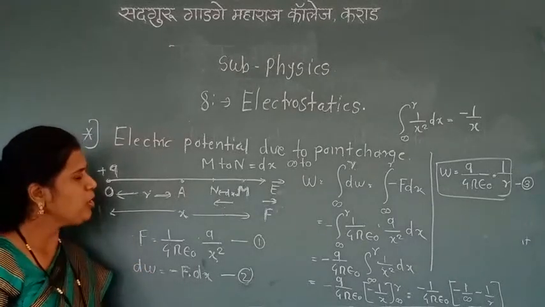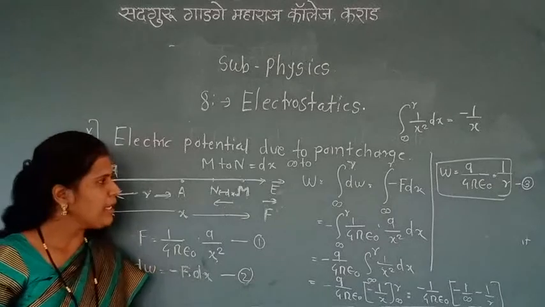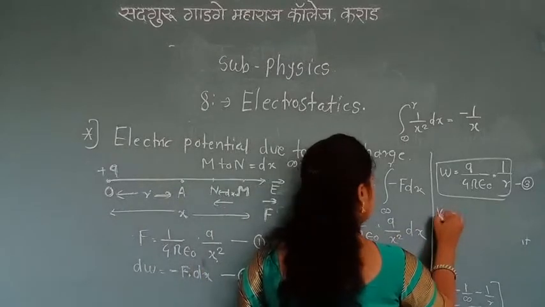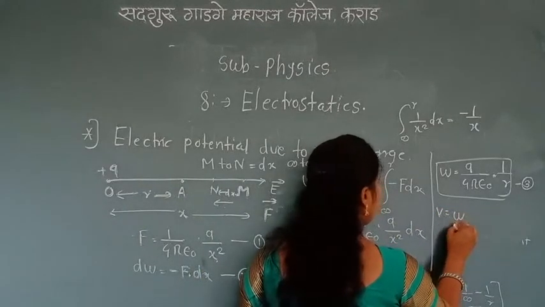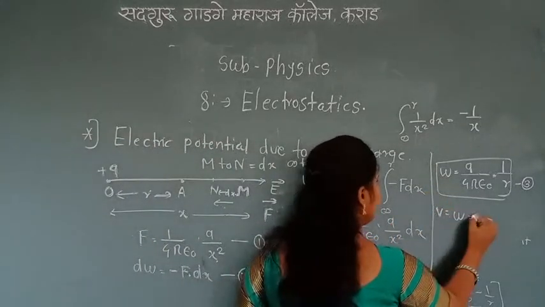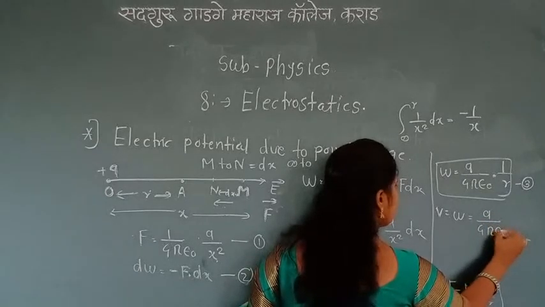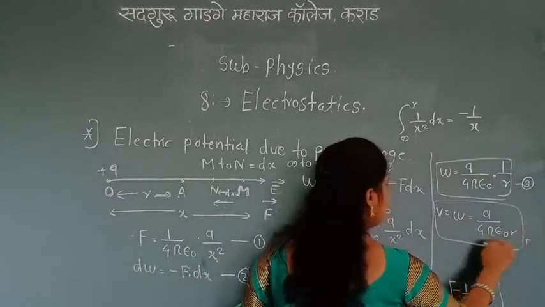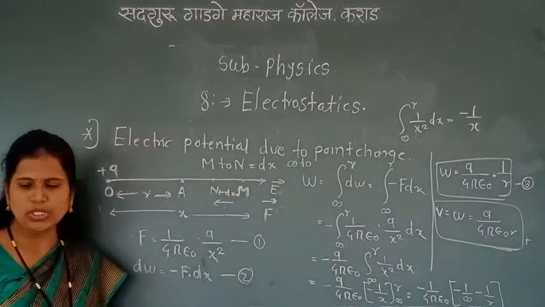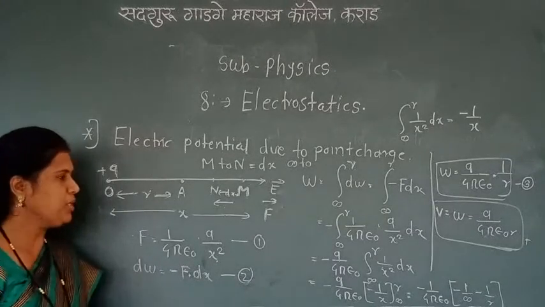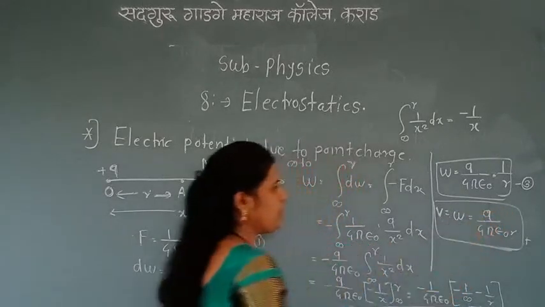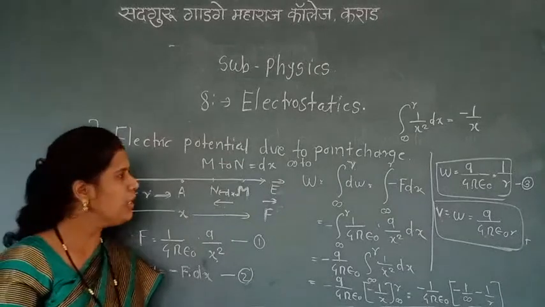By the definition of electric potential at point A due to the point charge, electric potential V is equal to W upon Q, for unit charge. So instead of W we can write V, the electric potential, equal to Q upon 4 pi epsilon naught R. This is the electric potential due to the point charge. A positively charged particle produces positive potential; if there are two charges, positive and negative, the positively charged one produces positive potential and the negatively charged particle produces negative potential.